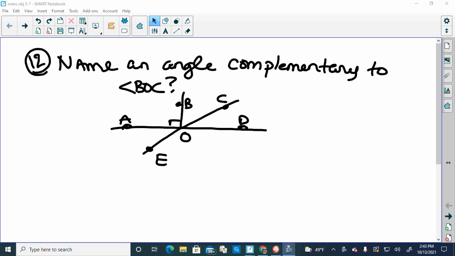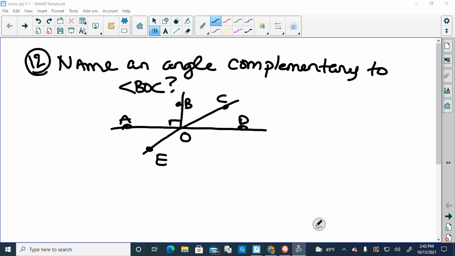So complementary was one of your vocab words that you had yesterday. What does complementary mean? Right, they add to equal 90. Okay, so real quick, don't write this. I just want to see if you can remember this from last year.